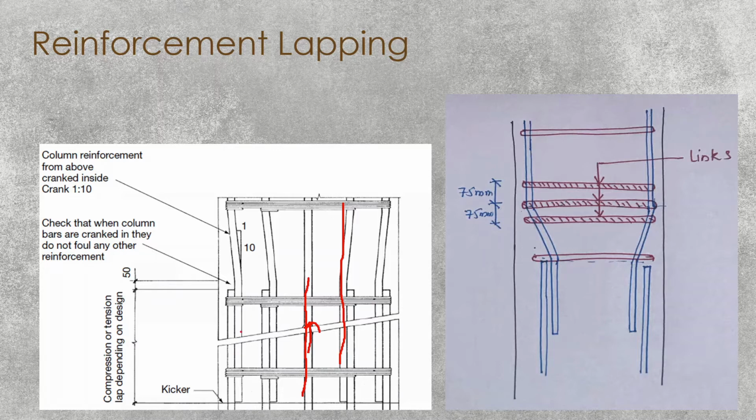One more important thing we have to mention is the crank length. For the crank, you have to maintain at least about a 1:10 slope. So you may keep such a gap there for construction requirements and other needs.